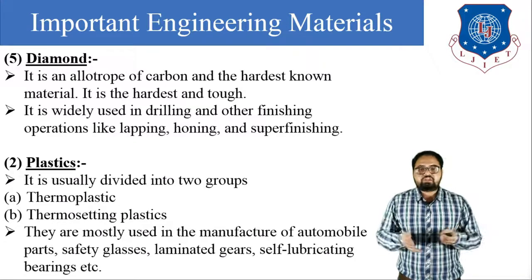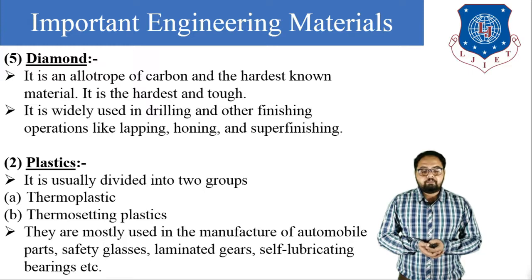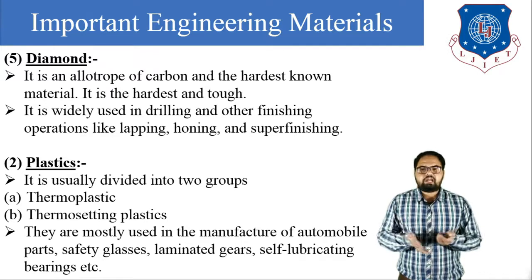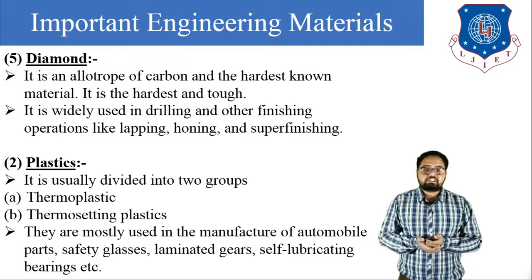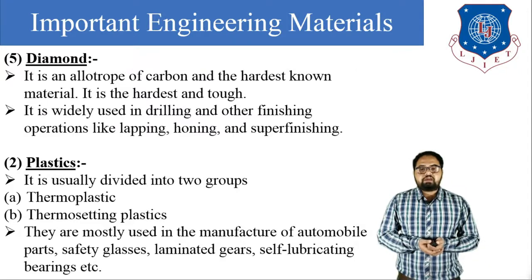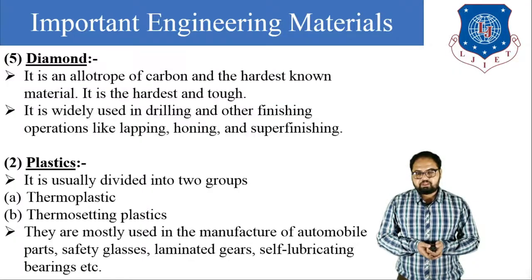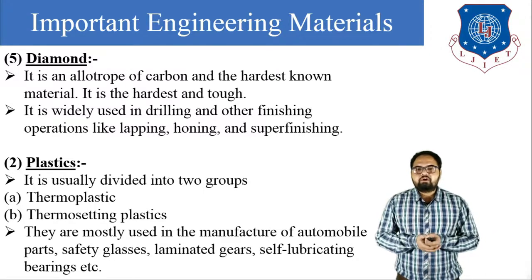Next is plastics. The plastics are synthetic materials which are molded into shape under pressure with or without application of heat. This can also be cast, rolled, extruded, laminated and machined. Plastics are usually divided into two groups. The first is thermoplastic and the second is thermosetting plastics. They are mostly used in manufacturing of aeroplane and automobile parts. And they are also used for making safety glass, laminated gears and self-lubricating bearings. So this is all about the non-metallic materials.